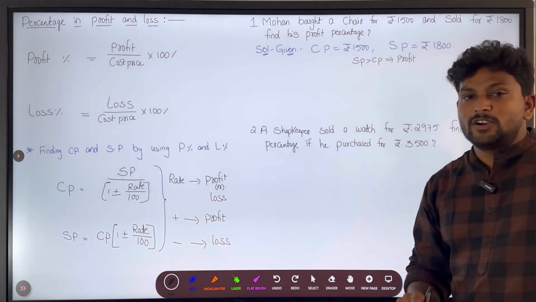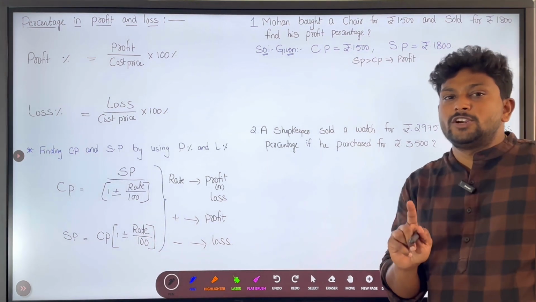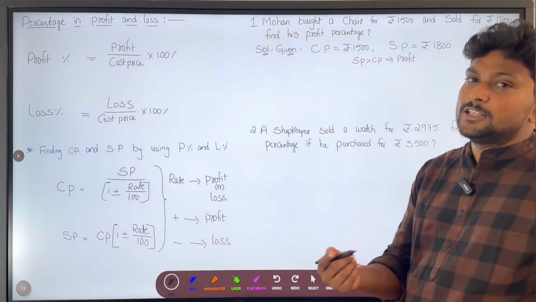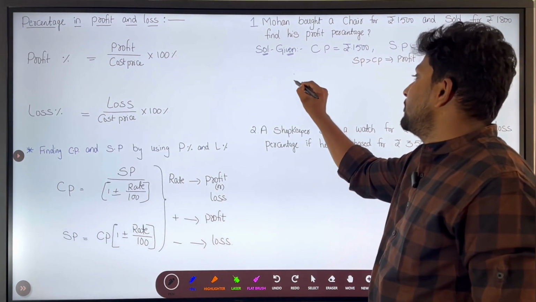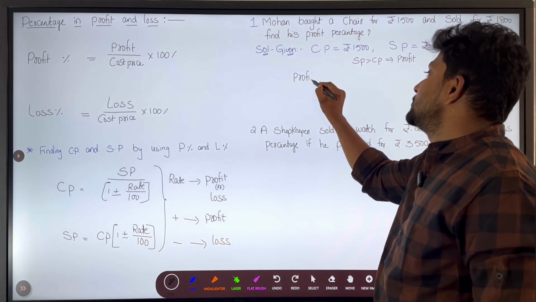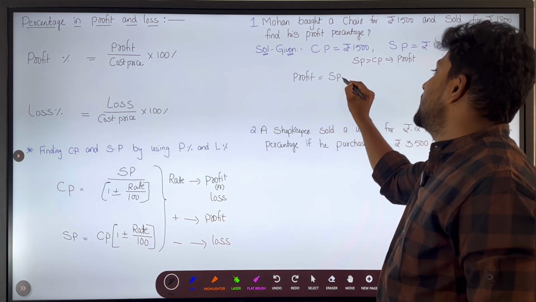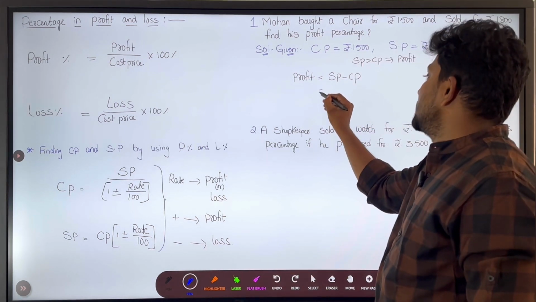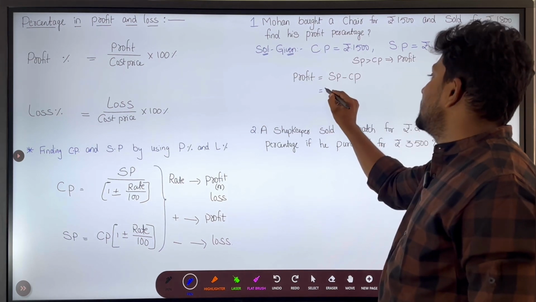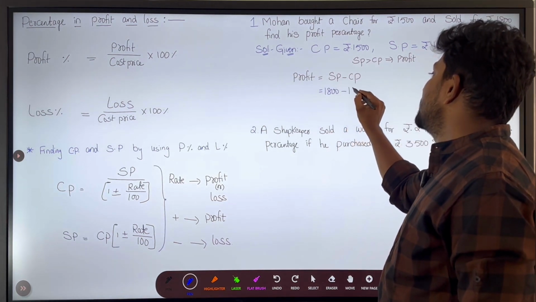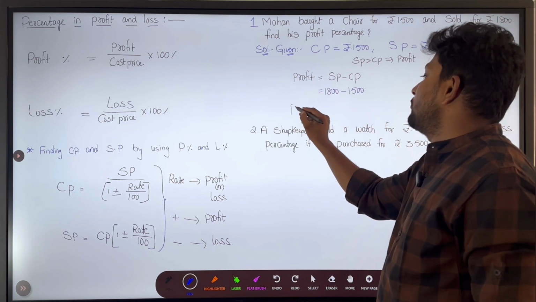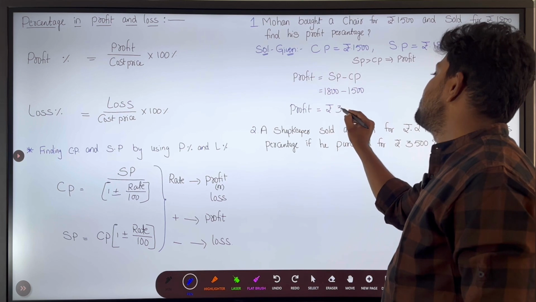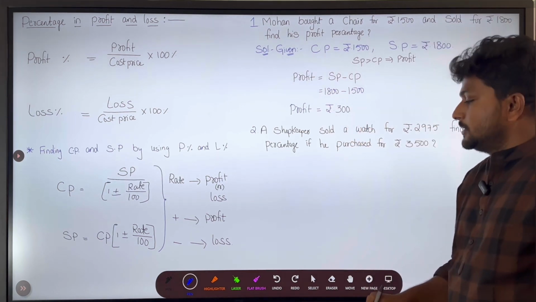To find profit percentage or loss percentage, first we need to find the profit or loss value. After that we find profit percentage or loss percentage. So first, how much profit we have got: profit equals selling price minus cost price. The selling price is 1800 minus cost price 1500. So profit equals rupees 300.